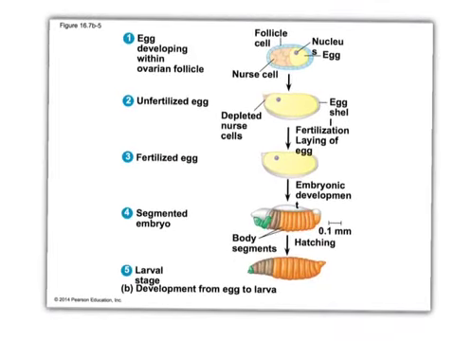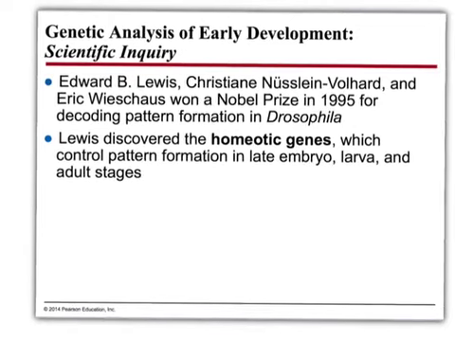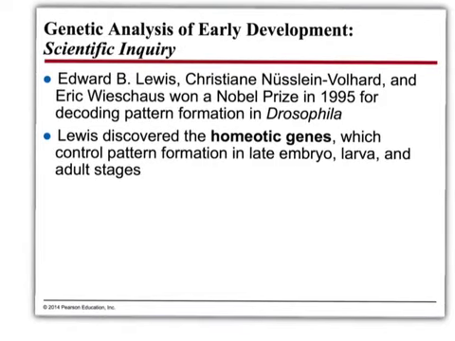So here's your segmented embryo. Lewis, Nüsslein-Volhard, and Wieschaus won a Nobel Prize in 1995 for decoding pattern formation in Drosophila. Lewis discovered something called a homeotic gene. These genes control pattern formation in the embryo, the larva, and eventually the adult. So remember we have head, thorax, and abdomen portions.